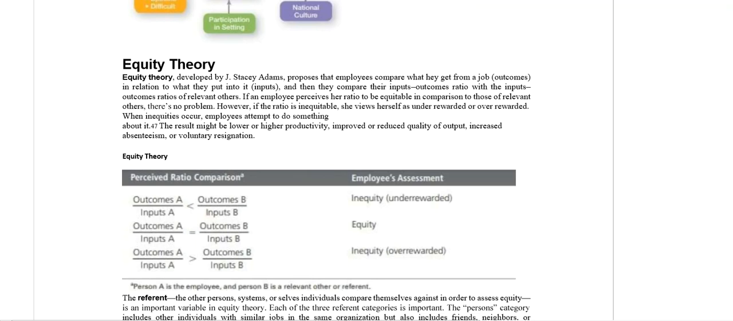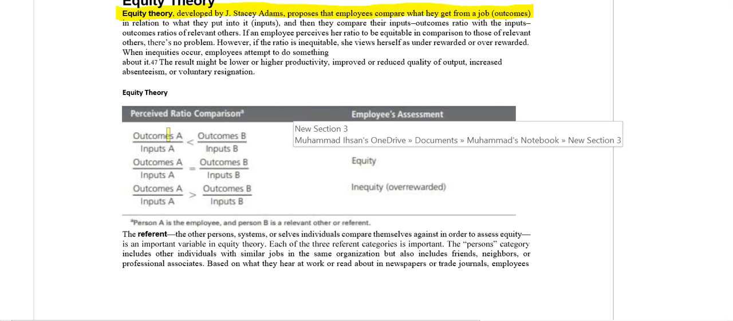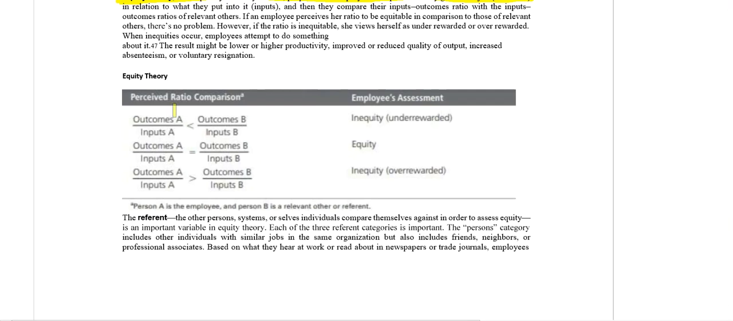Number two, equity theory. Equity theory means a person will get motivated if there is equity. Okay, if there is not equity, then employees will not get motivated. In order to understand this, we will see here an example where A means Aslam and B means Bashir. Okay, Mr. Aslam and Mr. Bashir.